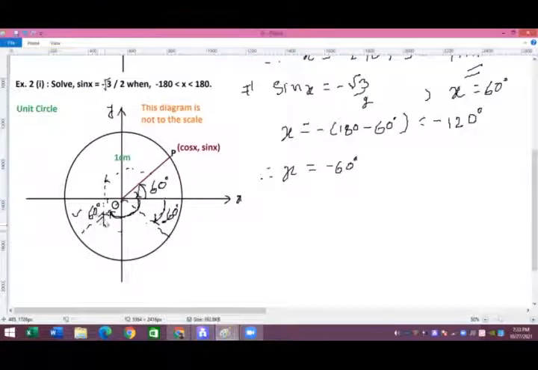So we checked for the third quadrant as well as for the fourth quadrant, but we will not consider the values of sine in the first and second quadrants where sine is positive, because it is given as minus root 3 by 2, which is a negative number. So therefore possible values of x are minus 60 and minus 120, and these are the answers.